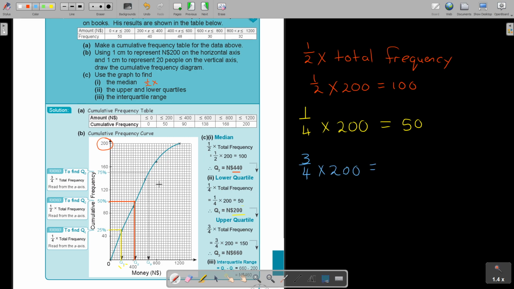And that is going to give me, there I did it, 150. So now I will go to 150, here it is. Then I want to take my ruler. And then I go down. And I read it down. And I get this. Okay.